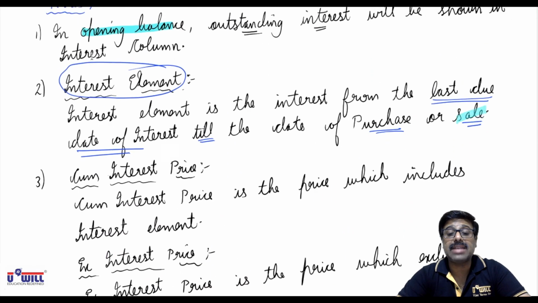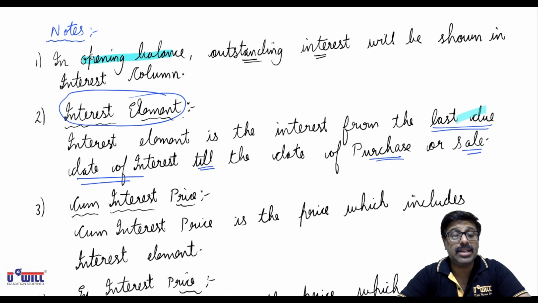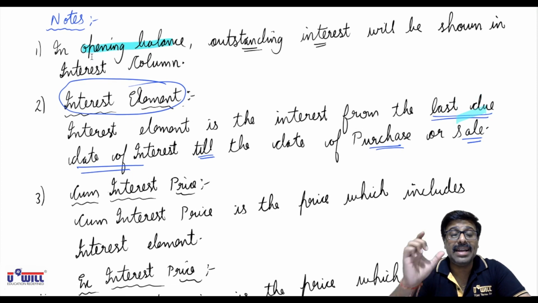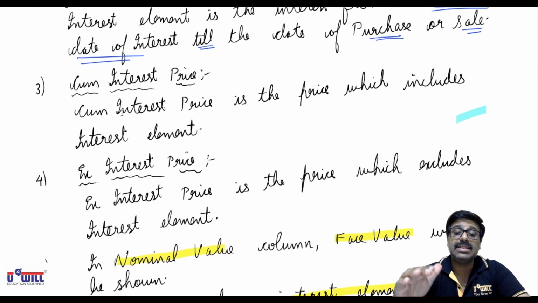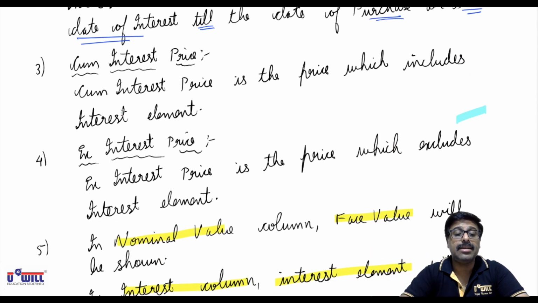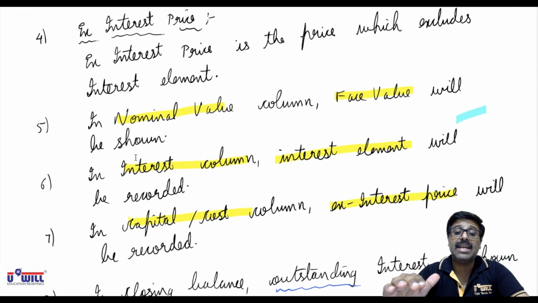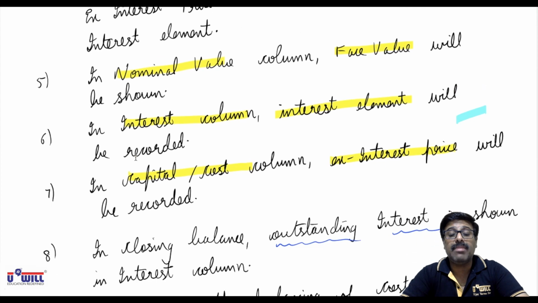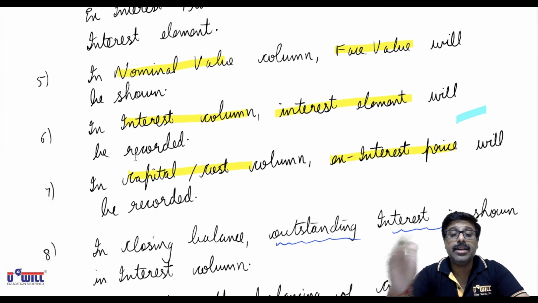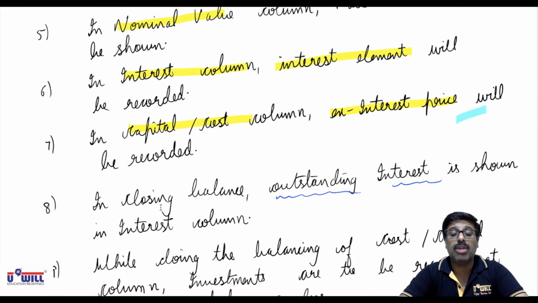In opening balance, outstanding interest will always be shown in the interest column. What do you mean by interest element in this chapter? It is the interest from the last due date of interest till the date of purchase or sale. Cum interest price is the price which includes interest element. Ex interest price is the price which excludes interest element. In nominal value column, every time you'll record the face value. In interest column, every time you'll record the interest element. In capital or cost column, you'll always record ex interest price.